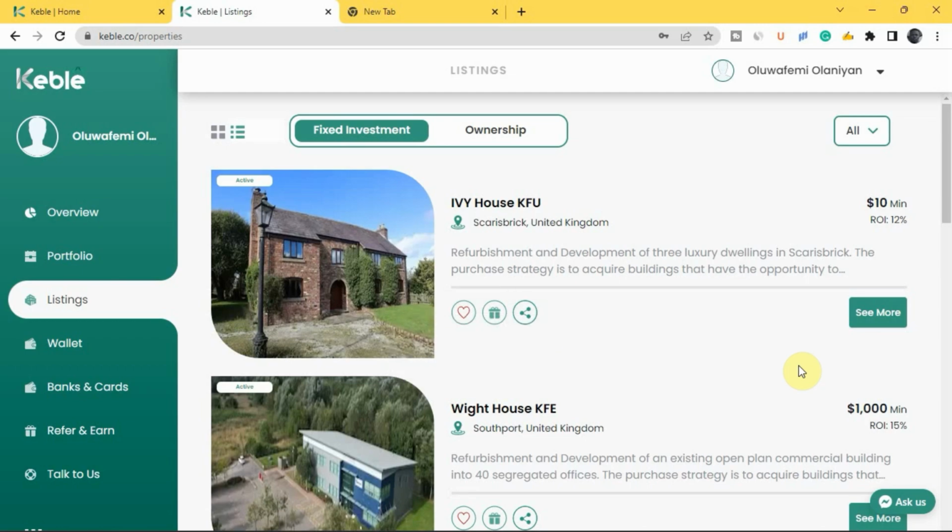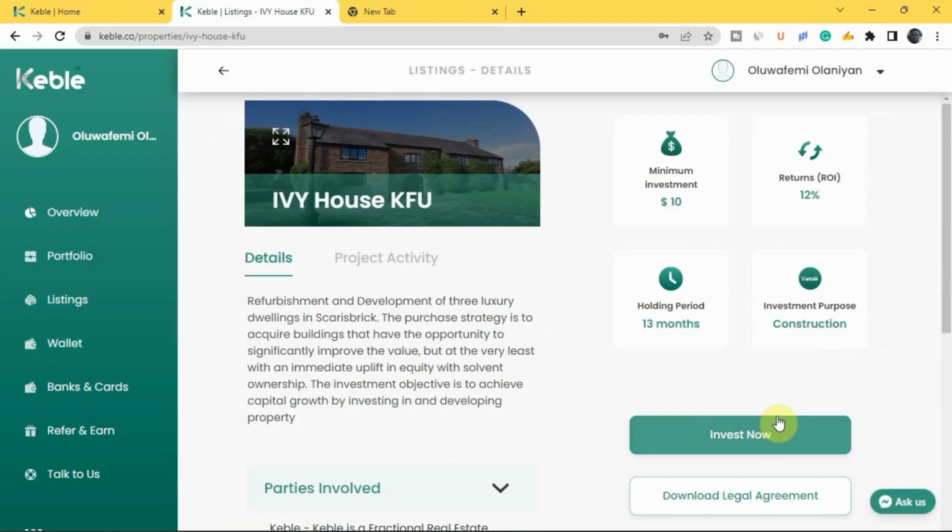Now, whenever you want to invest in any property on the Keble platform, you have something called a token. Let me show you that. So let's say you want to invest in this first property, the Ivy House KFU. You come here, see more, and tap on it. And then you tap on invest now right here.